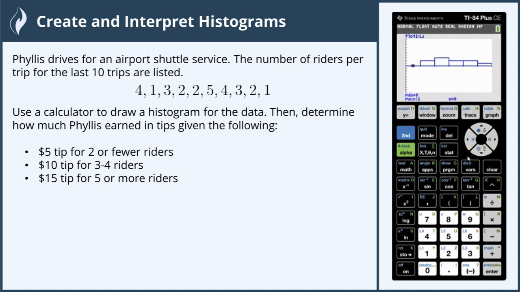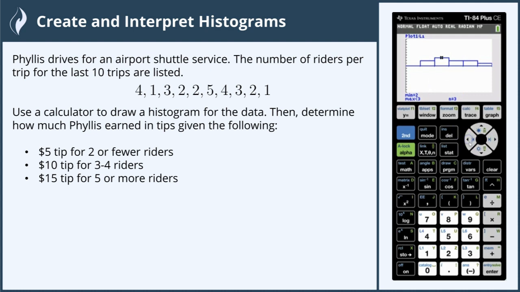So we can press trace and actually look at the values here. So first of all, you see this first one is min 0, max is less than 1. That means there are 0 to less than 1 riders, which really just means 0, right? And in this case, there are 0 trips where there were 0 riders. Now, if we arrow over, we can see that there's 2 trips with 1 rider. And again, less than 2 is really just 1. And then 3 trips with 2 riders, 2 trips with 3 riders, 2 trips with 4 riders, and 1 trip with 5 riders.